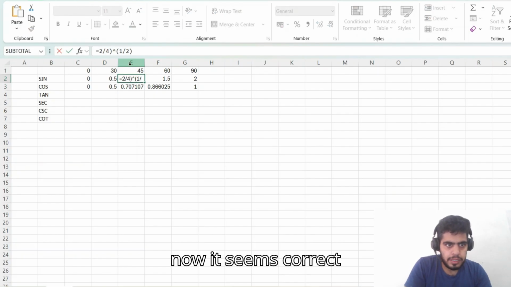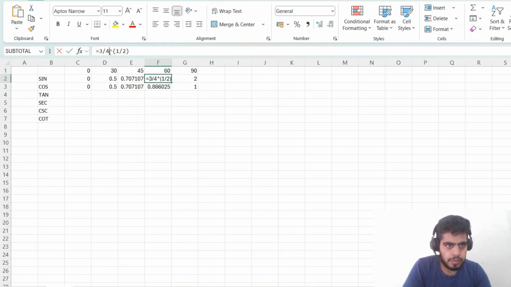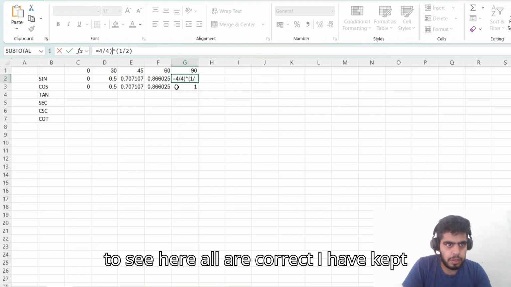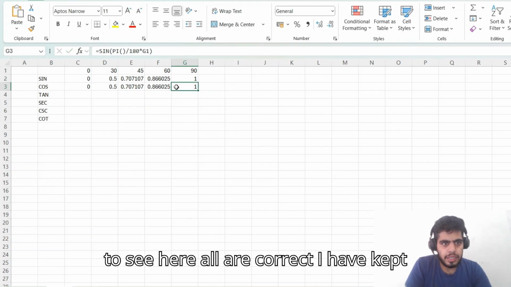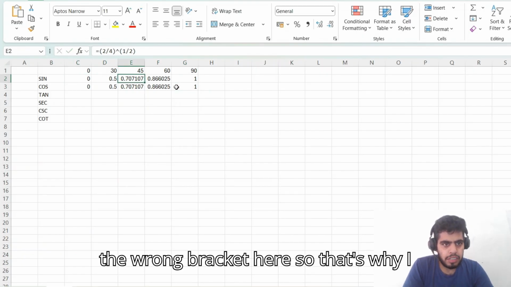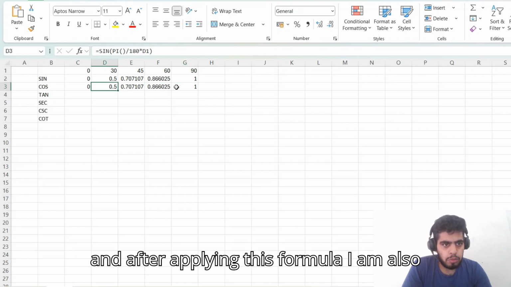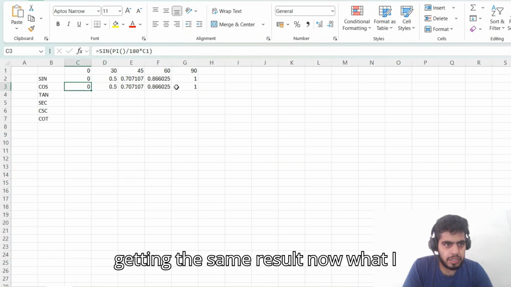Now it seems correct. Now if you see my result that I'm able to see here, all are correct. I had kept the wrong bracket here, so that's why I was not able to get the correct result. And after applying this formula, I am also getting the same result.